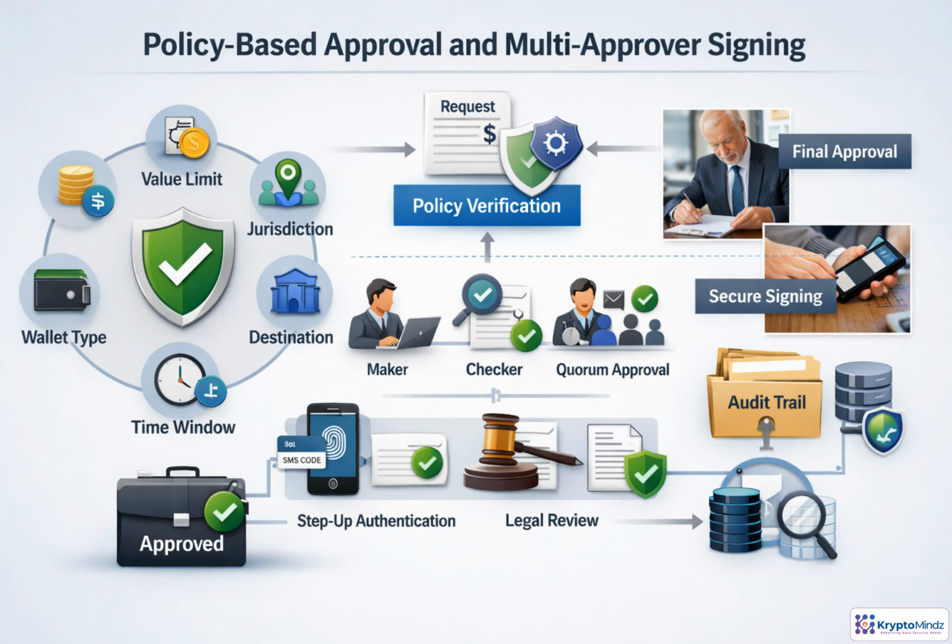The approval layer turns policy into enforceable action. The system evaluates factors such as value, wallet type, destination, jurisdiction, and timing. Low-risk activity may need one approver. Higher-risk activity can require maker-checker review, dual approval, or quorum consent. Exceptional transfers may add step-up authentication, compliance review, or a temporary hold. The key point is that approval evidence travels with the transaction, creating accountability before signing and a defensible audit trail afterwards.